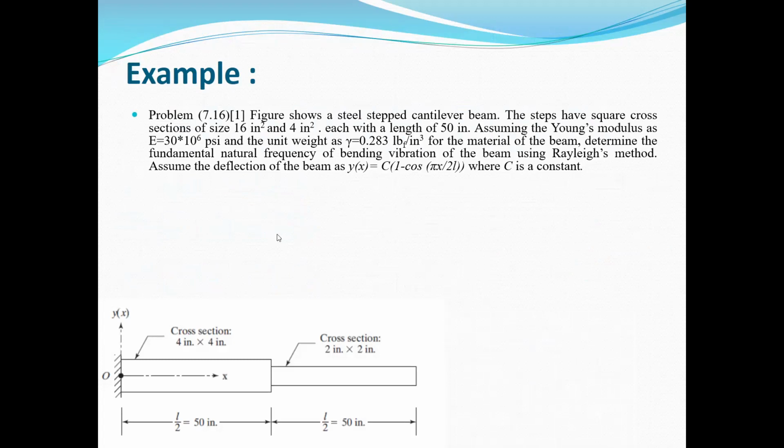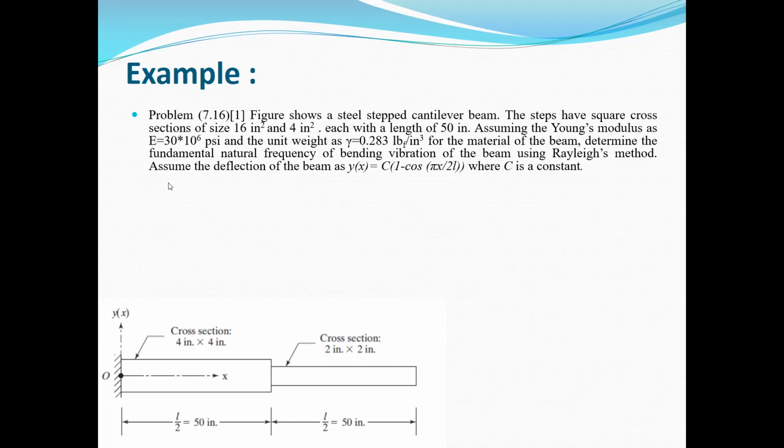Here you can see we deal with a shaft. In this example, the figure shows a steel stepped cantilever beam. The steps have square cross sections of size 16 inches squared and 4 inches squared, each with a length of 15 inch. Assuming Young's modulus E is equal to 30 mega psi, and the unit weight gamma is equal to 0.283 pound per inch cubed for the material of the beam, determine the fundamental natural frequency of bending vibration of the beam using Rayleigh's method.